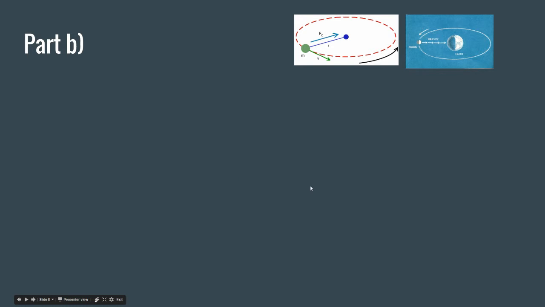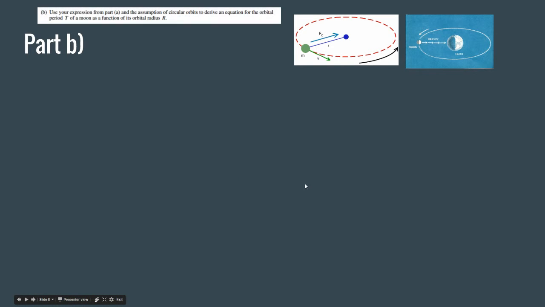Part A is really setting you up for part B, which is kind of the meat of the question. It says use your expression for part A and the assumption of circular orbits to derive an equation for the orbital period T of a moon as a function of its orbital radius r. The way to start off this question would be to say that you have your force of gravity, and for this question I'm going to leave the masses as m1 and m2 because I don't want to write out m moon and m Saturn every single time. So I'll just fill you in as to which of those I'm calling m1 and m2.